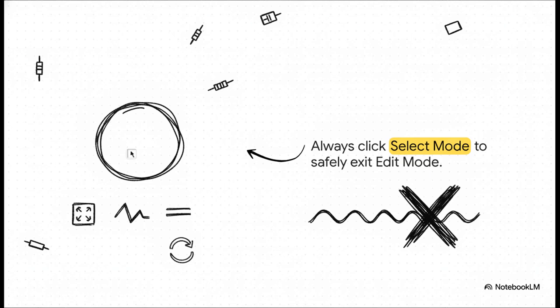But here is one absolute must-remember pro tip. Always click the standard cursor, the select mode icon, when you're done making these visual changes. This safely exits edit mode. If you forget, you're going to accidentally invert a wave when you're just trying to pan across your timeline to view your results. Trust me, you don't want to do that.